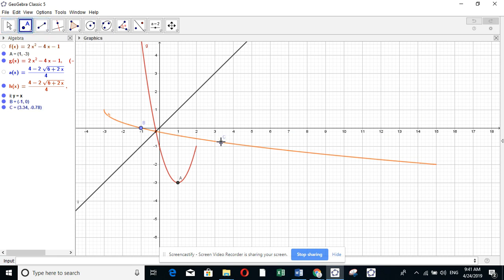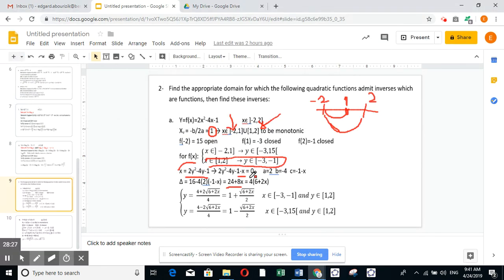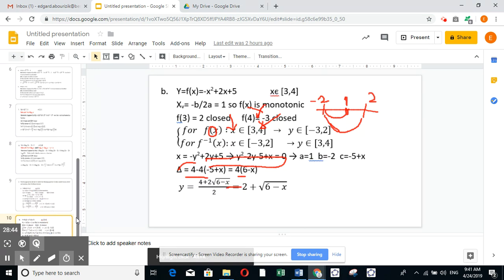If you pick a point here and you do the symmetry with respect to that line, and if you join it and you do animation, you're going to see that I split it into two parts. Okay, so when you have second degree, you need to find the vertex. If the vertex is between the two, you split it into two intervals and you work on each interval alone.